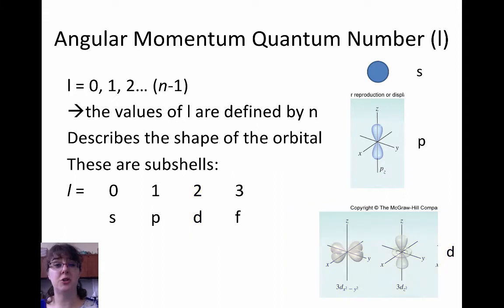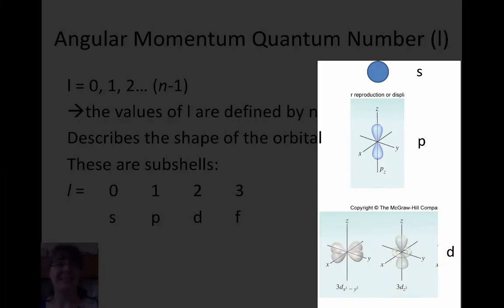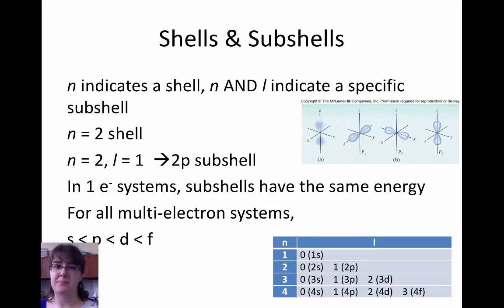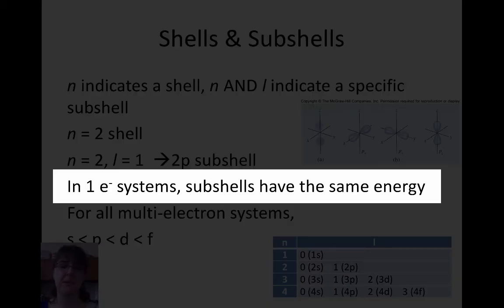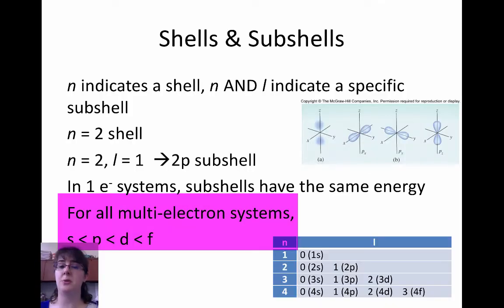You'll also notice that there are shapes associated with this. As n told us something about size, L will tell us something about shape. And again, this is talking about this idea of shells and subshells. By defining n and L, we can actually talk about a specific subshell. You'll notice this is also going to go back to electron configuration. Realize that in one electron systems, subshells have the same energy. Now in multi-electron systems, your subshells actually have different energies. So P is greater than S, D is greater than P, F is greater than D.